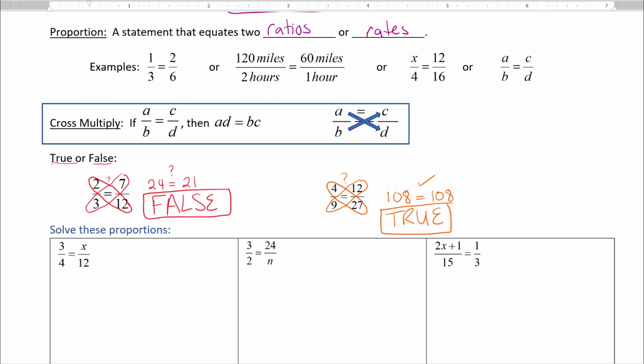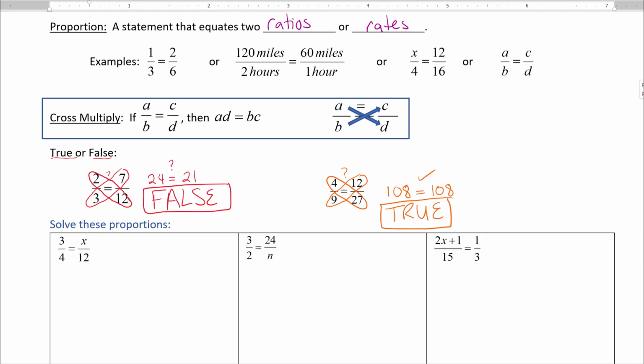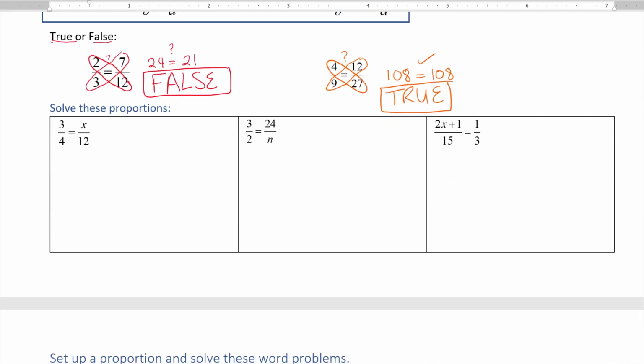So that's how you do a true-false problem. What if we have a variable and we're trying to solve for a variable? Let's do that, and we're still going to be using cross multiply. So I have 3/4 equals x over 12. When I cross multiply, I'm getting 4 times x. That's just 4x. Equals, and then I'm going to cross multiply the other way. Notice it doesn't really matter which one you put first. It could have been 36 equals 4x or 4x equals 36. The commutative property says you can do either one.